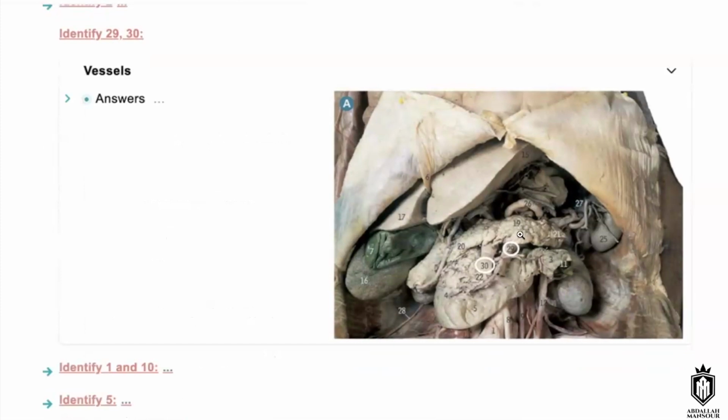19 is the body of the pancreas. 20, head of the pancreas. Amazing. 17? Right lobe of the liver. Make it simple. 15, left lobe of the liver, and 25? The spleen. Yes, 25 is the spleen. And what about number 6? Falciform ligament. Well done.